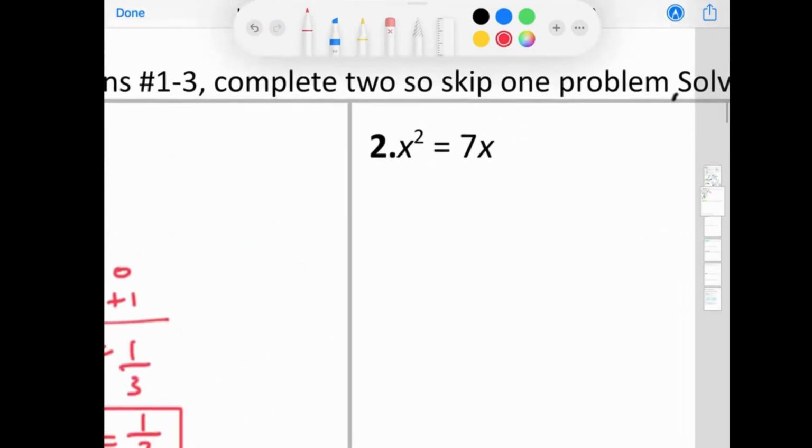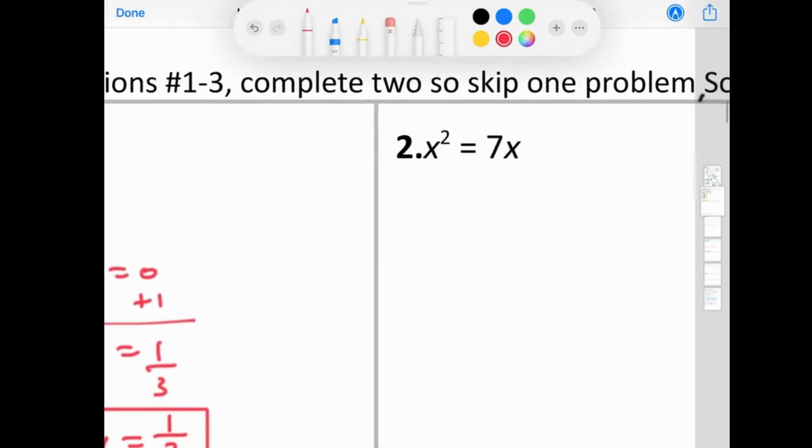Okay, this one, number 2, gotta be careful. Do not divide by x on both sides. You'll say that x equals 7. I want to show you why x equals 7 is not complete. So the first thing I'm going to do, I like to draw a line down my equal sign. I'm going to subtract 7x. I always want a to be positive 1. I want the a value to always be positive, never negative.